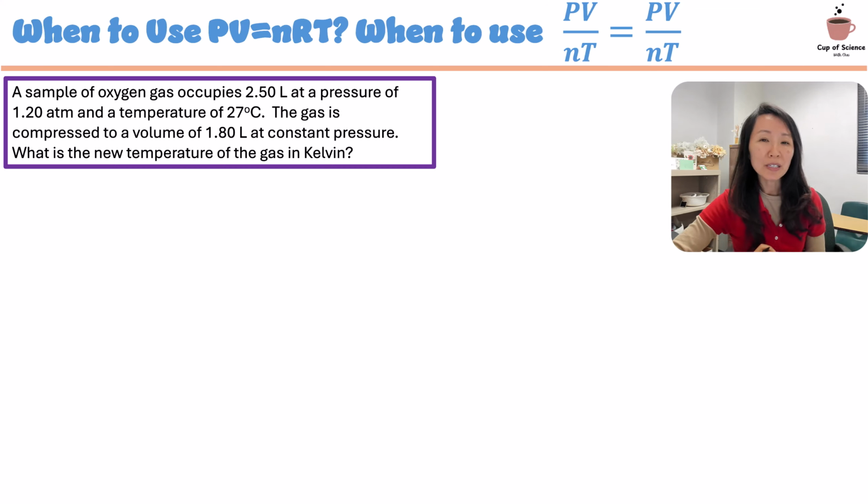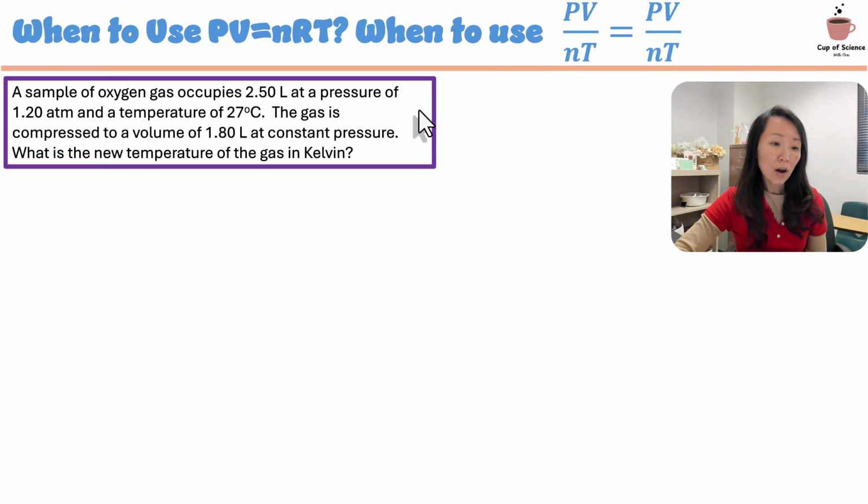In this video, we're going to cover whether to use the ideal gas law, PV equals nRT, or the combined gas law, P1V1 over n1T1 equals P2V2 over n2T2, in some of these problems that are going to come up in your lectures, exams, and homework.